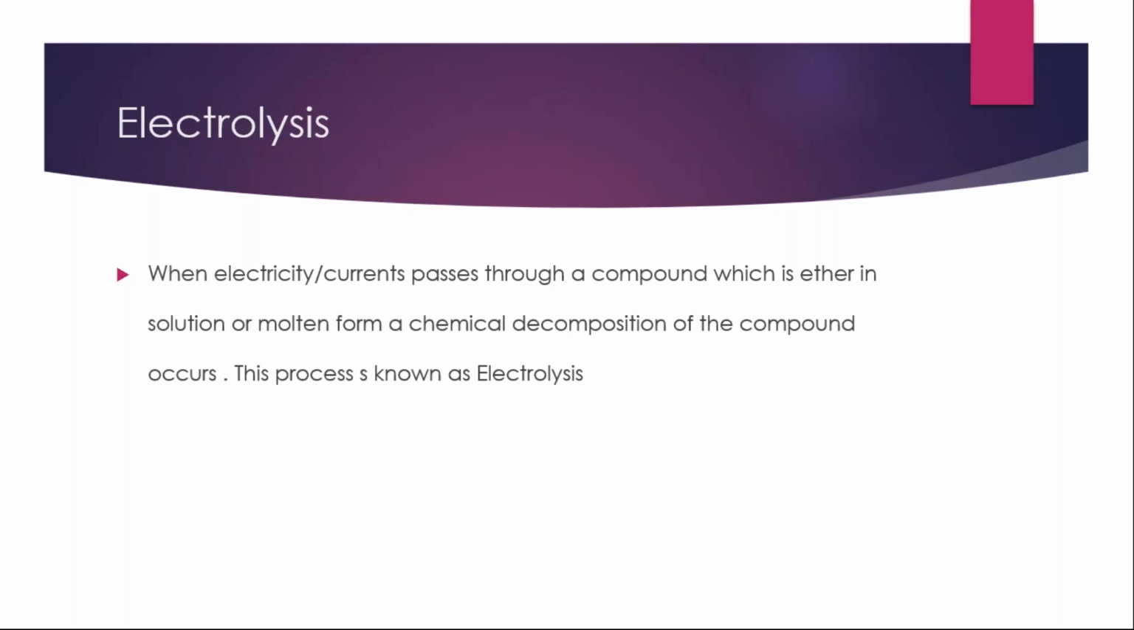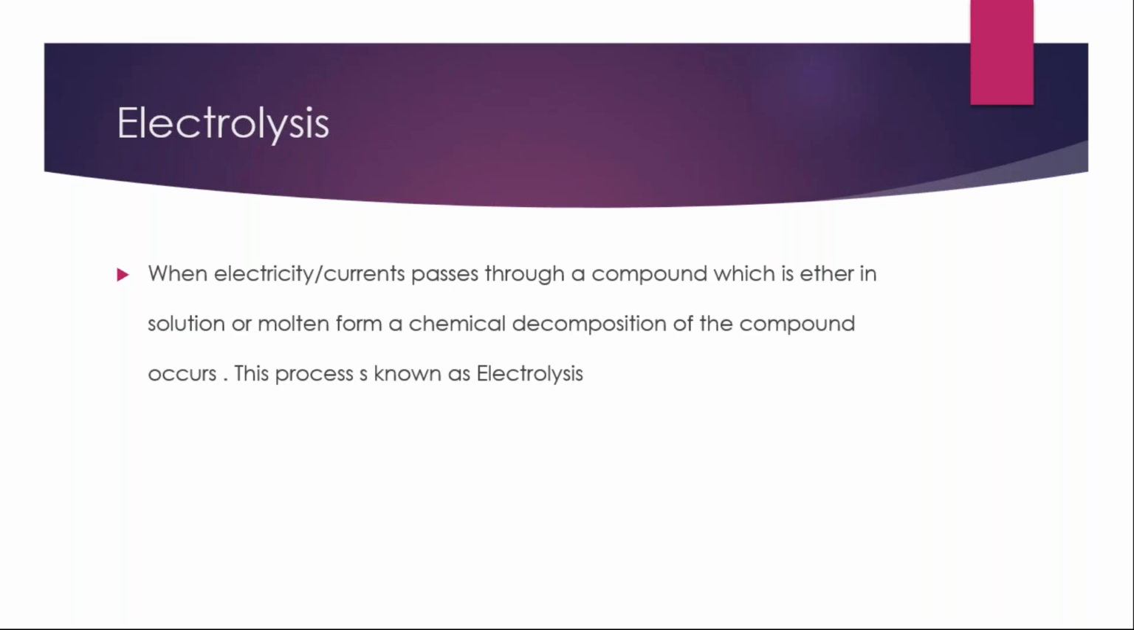So we'll be defining electrolysis. What is electrolysis? Now, when electricity or current passes through a compound, which is either in solution or molten form, the chemical decomposition of the compound occurs. This is what is referred to as electrolysis. So when an electric current passes through a compound, that compound can either be in the form of a solution or in a molten state, and the compound is being decomposed. That process is referred to as electrolysis.